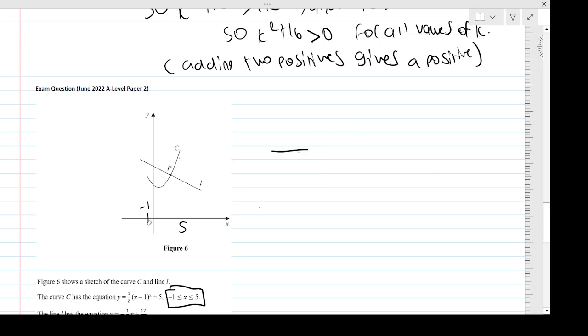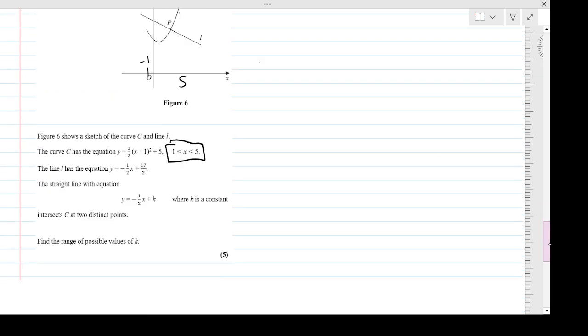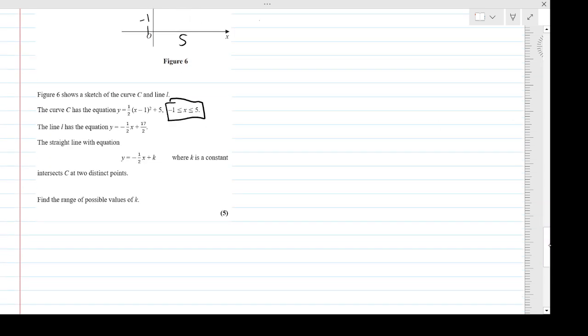Anyway, so that will be important to note. Then it's told us the equation of the line L as well, which is y equals minus a half x plus 17/2. Then it told us another straight line has the equation y equals minus a half x plus k, and we're told it intersects the curve at two distinct points. Well, that is very reminiscent of the discriminant work we just did, right? And it's told us to find the range of possible values of k.